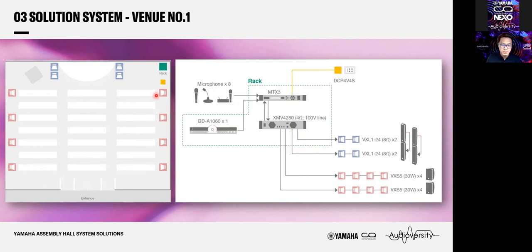Over here you can see the VXL 1-24 is mounted vertically in this example, and you can mount it horizontally if you want to. And also the VXS5 at the side of this venue. And for the control, they have the digital control panel, the DCP4V4S, to control the volume and also for turning on the audio source.